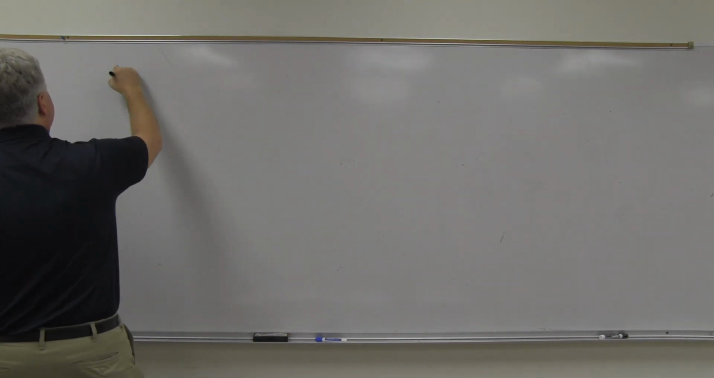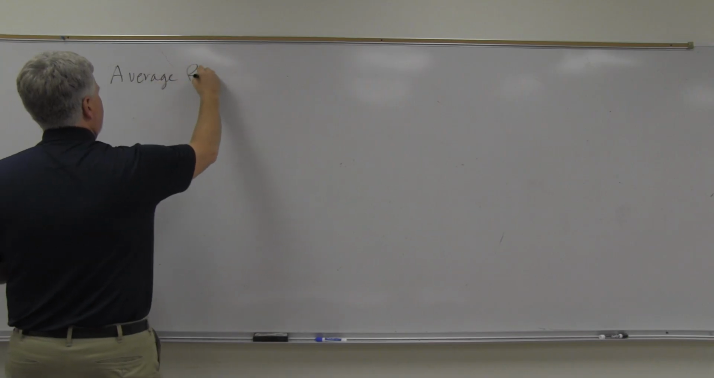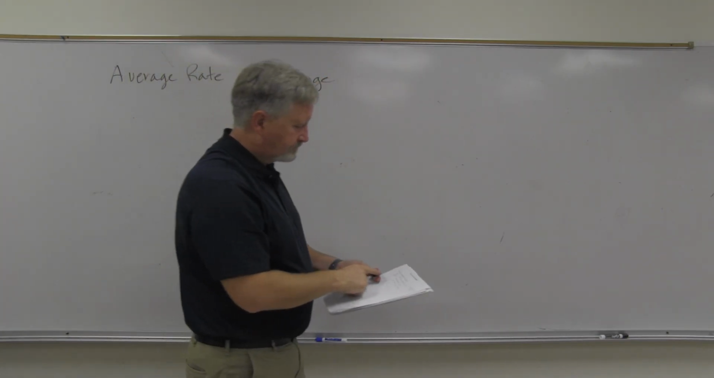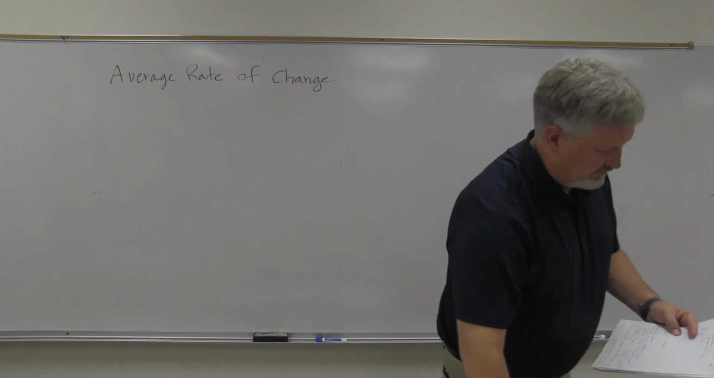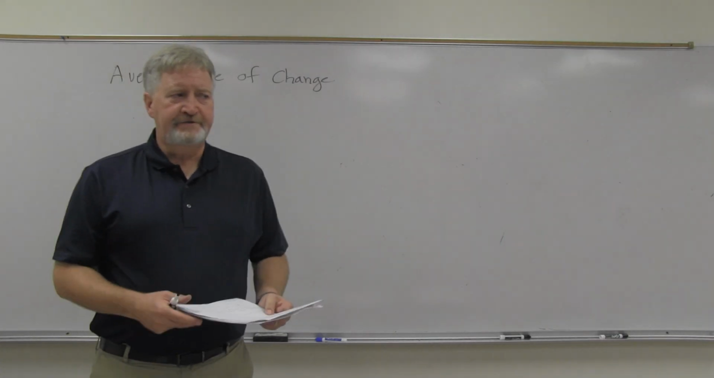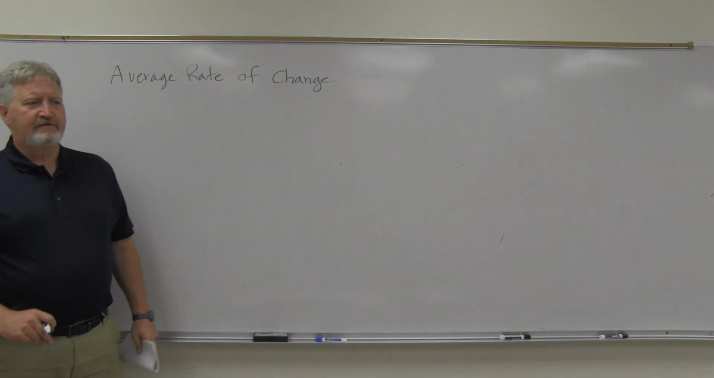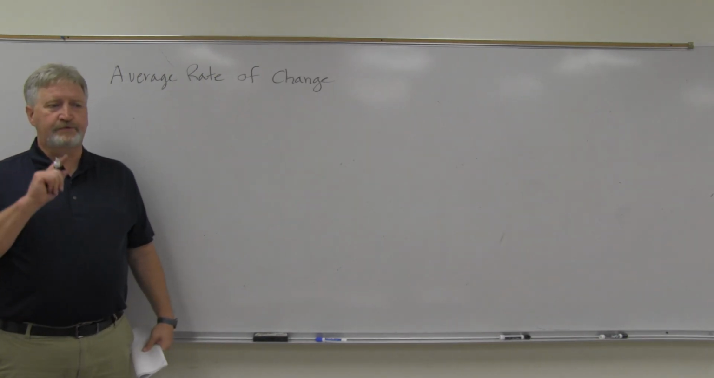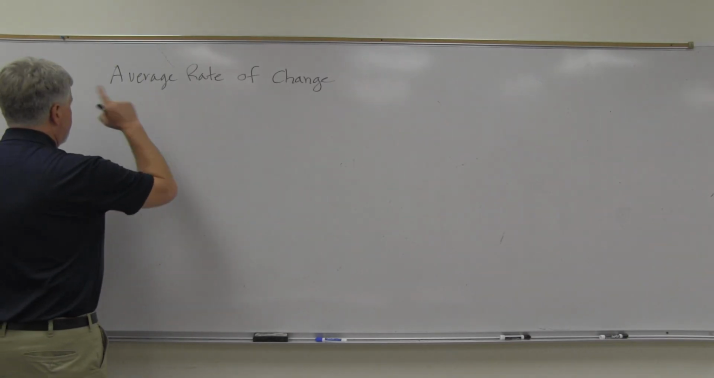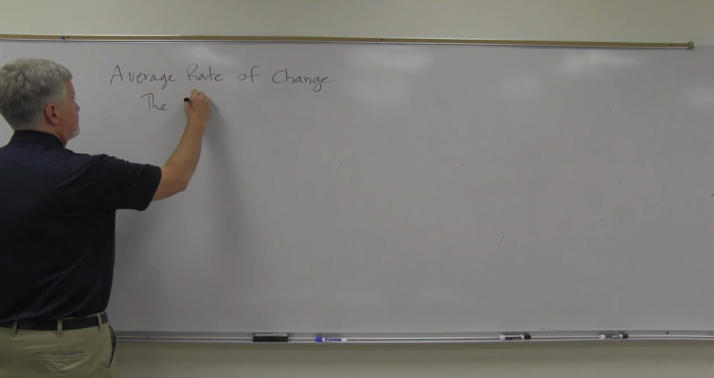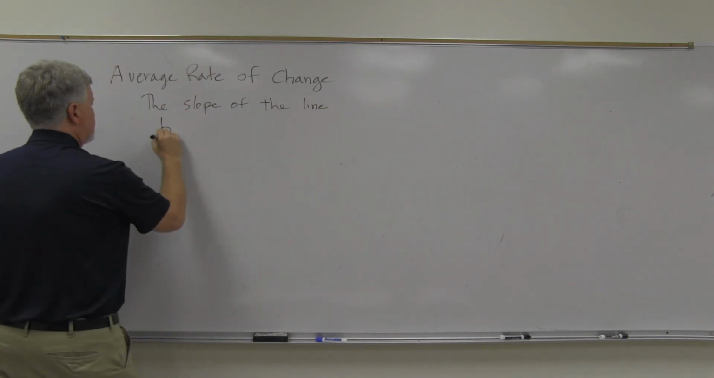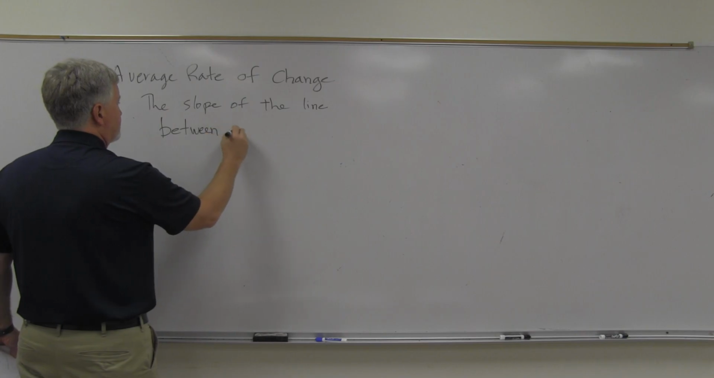Average rate of change. The definition of the average rate of change is just a name given to the slope of a line between 2 points of a function. So we can think of the average rate of change as the slope of the line between 2 points on a graph of a function.